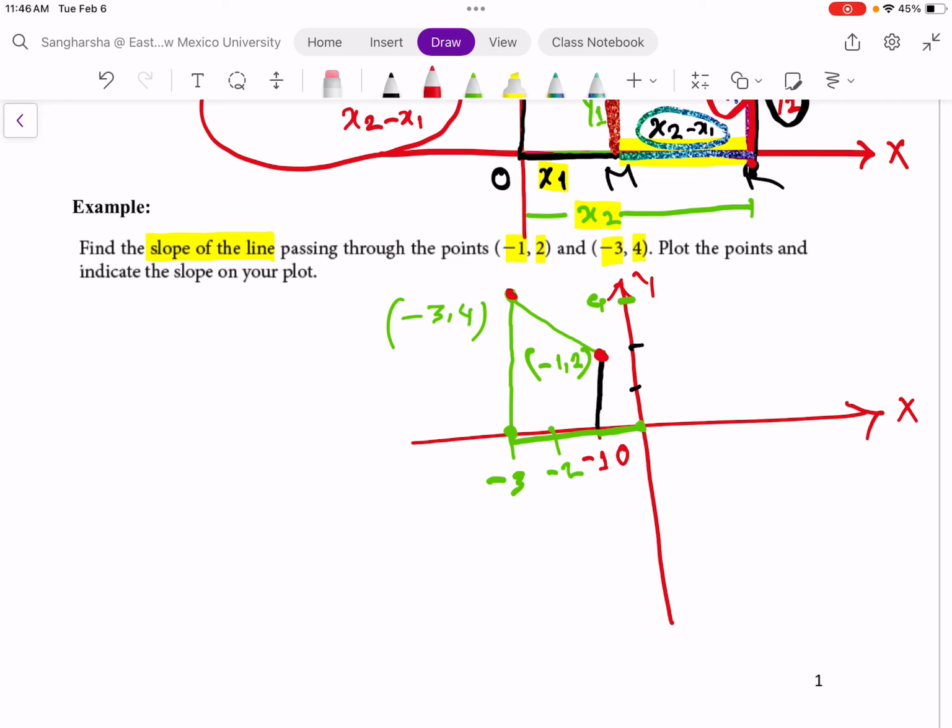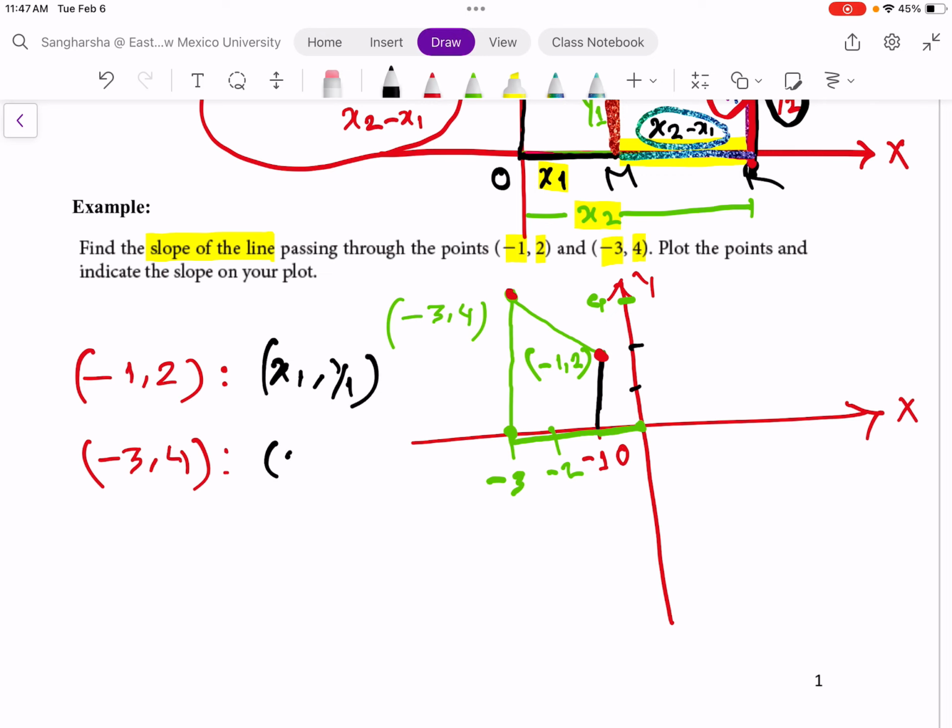Now let's find the slope of this line. We have 2 points. Let me write down those 2 points once again. We have -1, 2, and the second point -3, 4. In order to find the slope, let's compare these 2 points with our x1, y1, x2, y2. The first point, let's call it x1, y1. The second point, we call it x2, y2. Or you can switch, it does not matter.